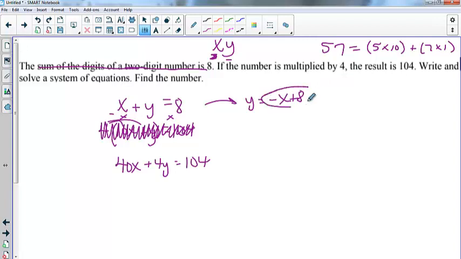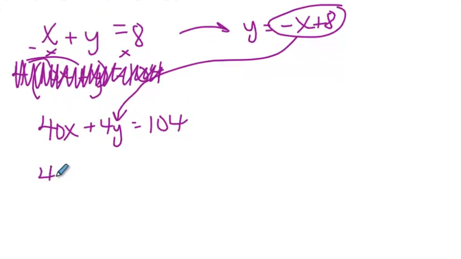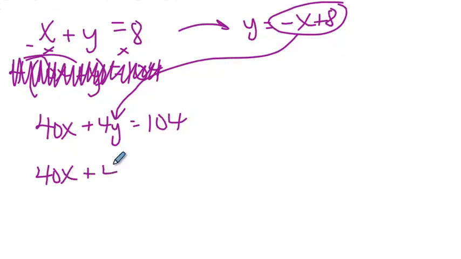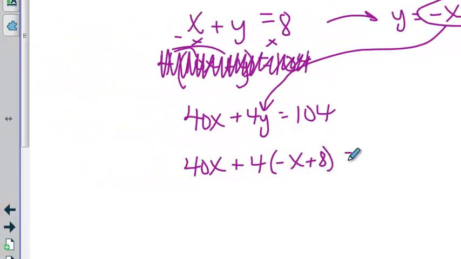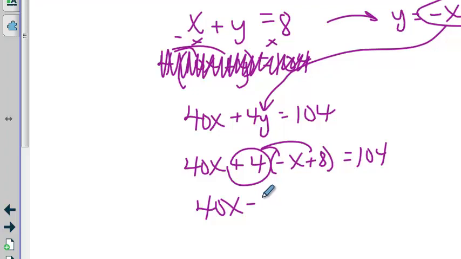So now that I know what y is, I'm just going to put it right here. So I have 40x plus 4 times the quantity of negative x plus 8 is equal to 104. So now I'm ready to solve. What should I do? Distribute positive 4 to everything. So I have 40x minus 4x plus 32 equals 104.